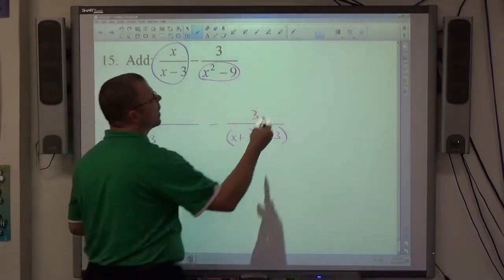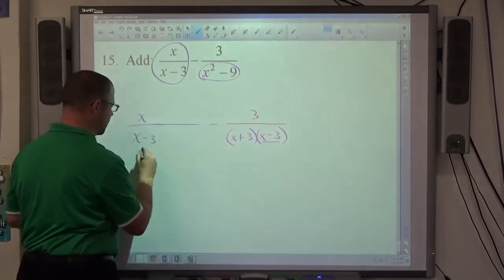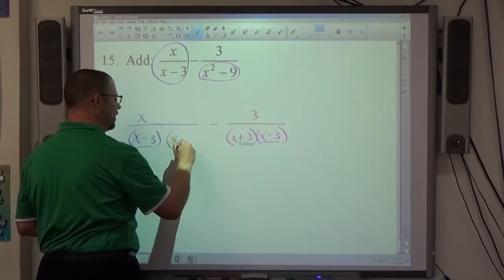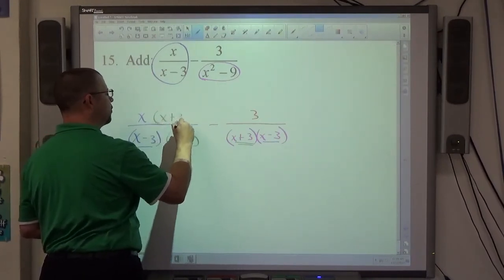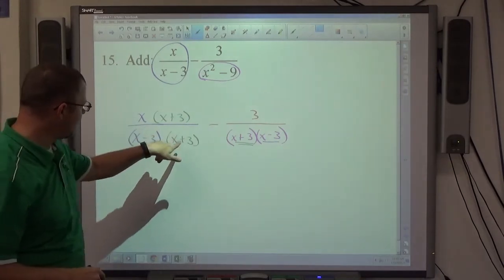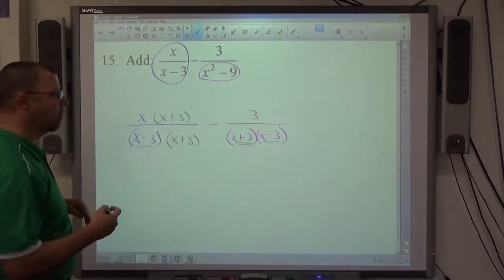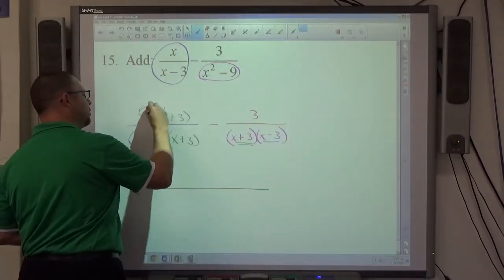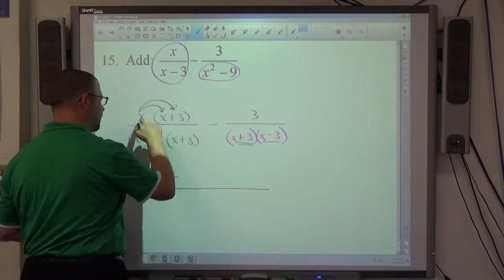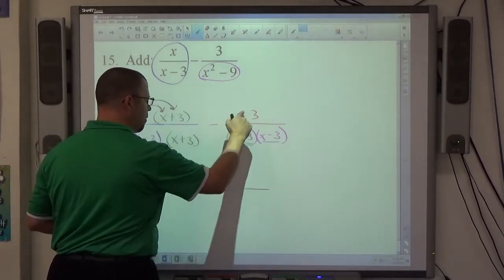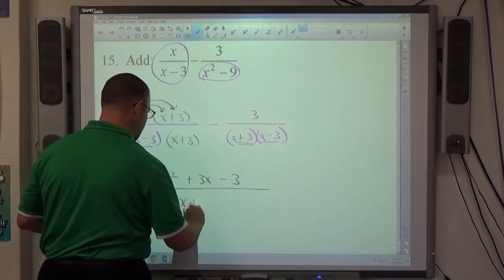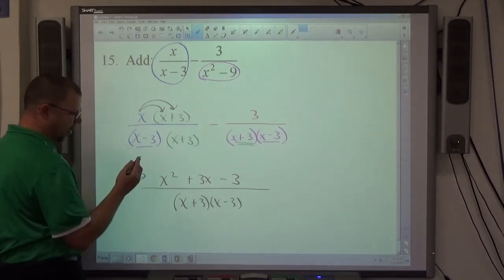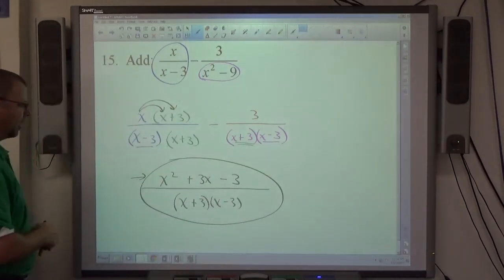Now, comparing denominators, I can see that this denominator has x minus 3, so does this. This denominator has an x plus 3, this doesn't, so it needs an x plus 3, so I got to put an x plus 3 on top also. At this point, they both have x plus 3 times x minus 3 denominators. They have common denominators, so subtraction is legal. I need to simplify as much as I possibly can. X times x is x squared. X times plus 3 is plus 3x. Minus 3 all over the common denominator. What would be left on top would be to add like terms. There aren't any. So that is the final answer there.